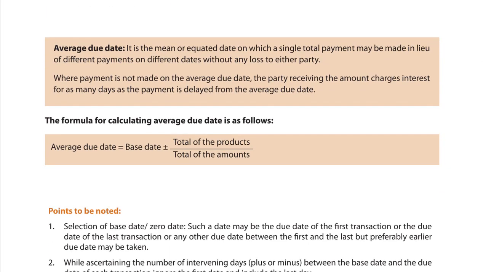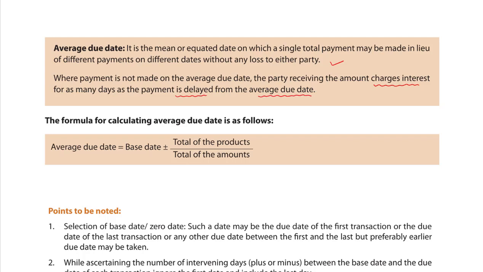Average due date is the mean or equated date on which a single total payment may be made in lieu of the different payments on different dates without any loss to either party. Where payment is not made on average due date, the party receiving the amount charges interest for as many days as the payment is delayed from the average due date.